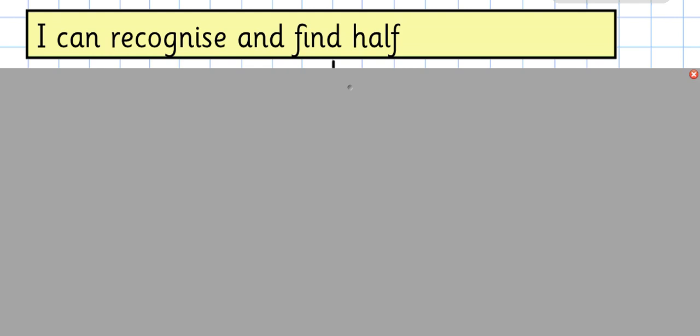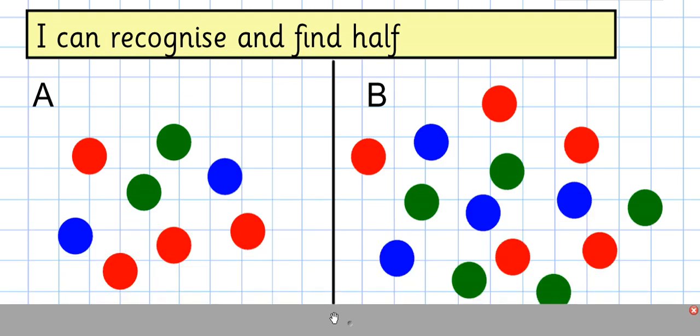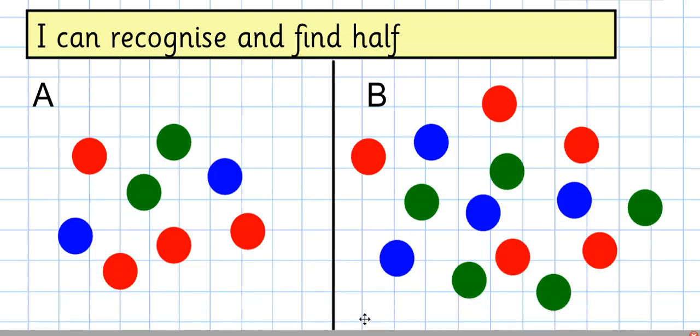You did a brilliant job yesterday with those halving activities, splitting things into two equal groups or two equal parts. So today we're going to make things a bit trickier, but before we do, here's a bit of a recap for you. Look at A and then look at B.